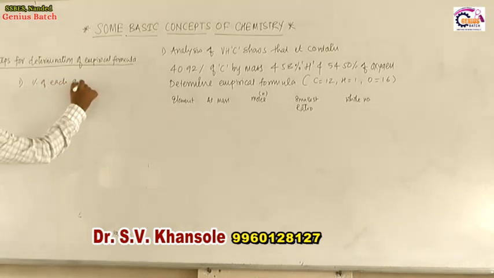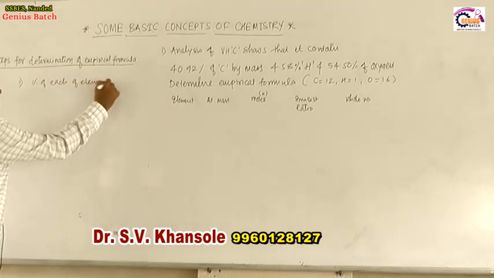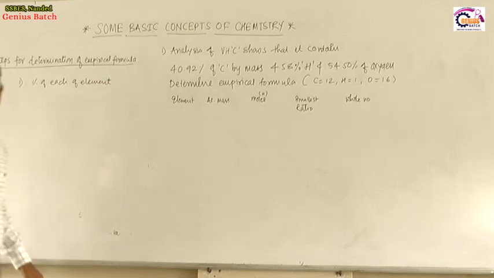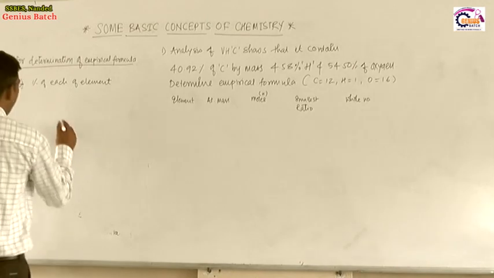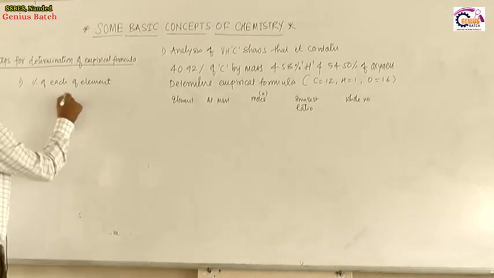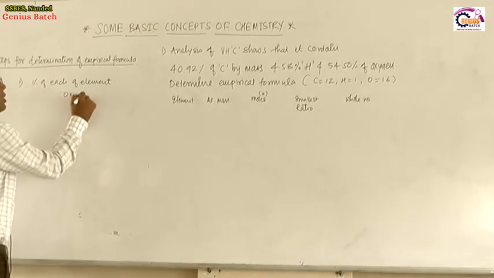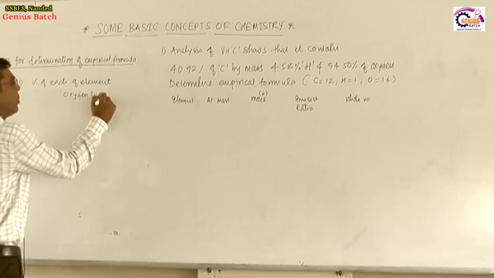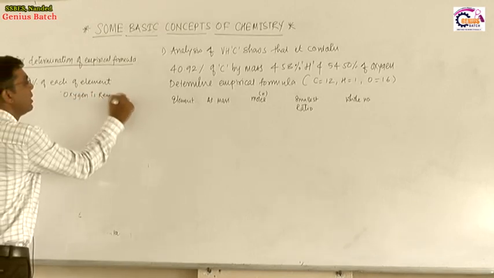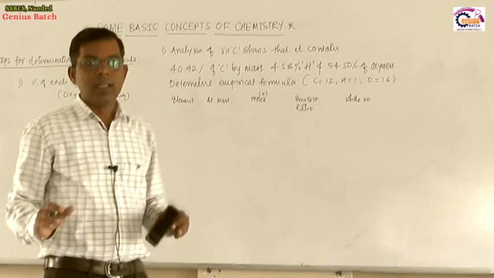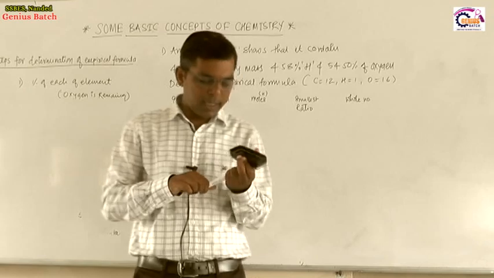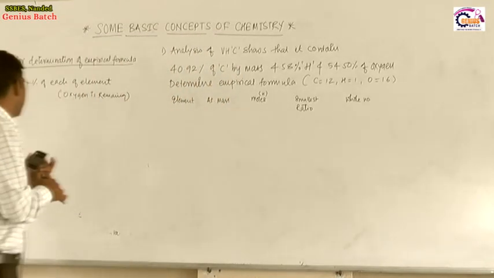First of all, calculate the percentage of each element. If the sum of the percentages of the elements is not 100%, then the remaining percentage is of oxygen.